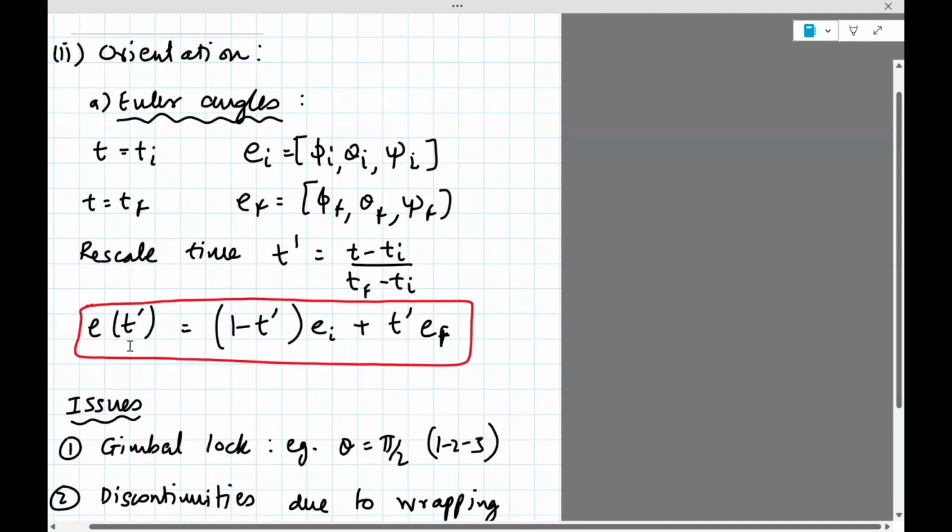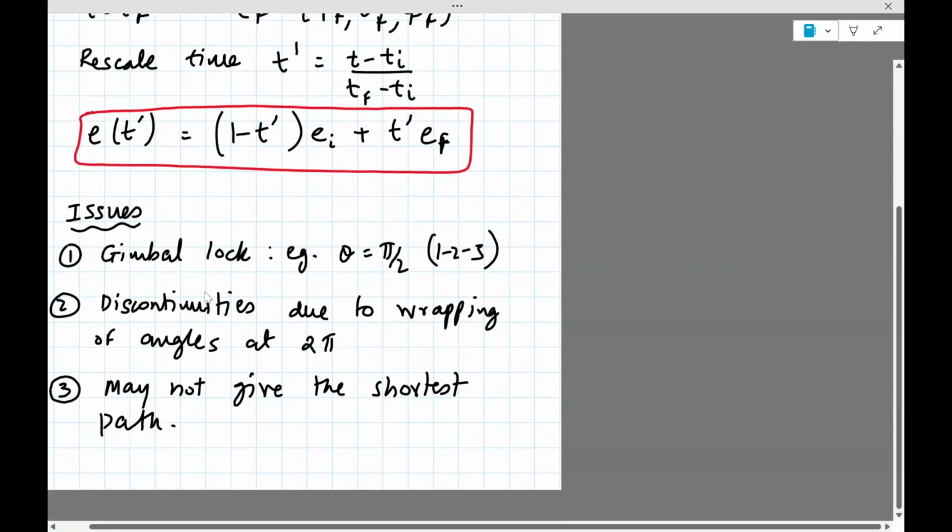So we can interpolate the Euler angles as 1 minus t prime times EI plus t prime times EF. Simple formula, linear interpolation. You'll do this for each of these values. So you do this formula for phi, so phi as a function of t prime, theta as a function of t prime, and psi as a function of t prime.